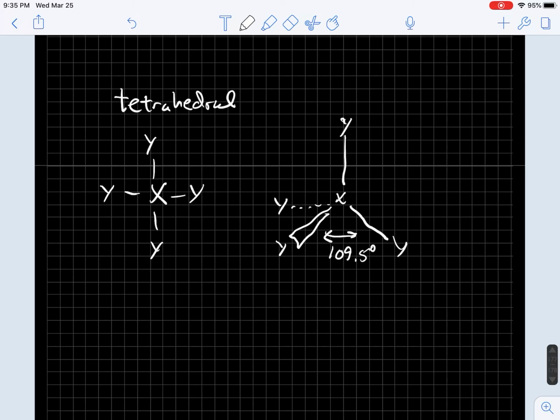But tetrahedral, I said, it's very stable because when you have four things, you have 8 total electrons around the central atom, which is the octet rule. So this is going to be the most common structure. And what else did I want to tell you about this? Nothing.